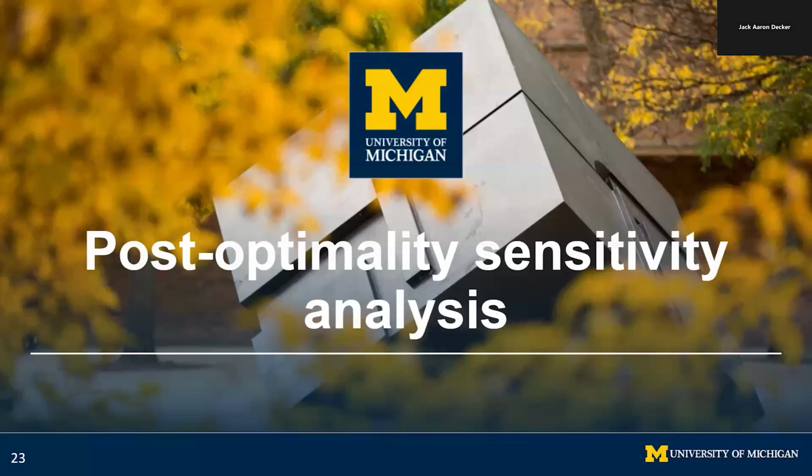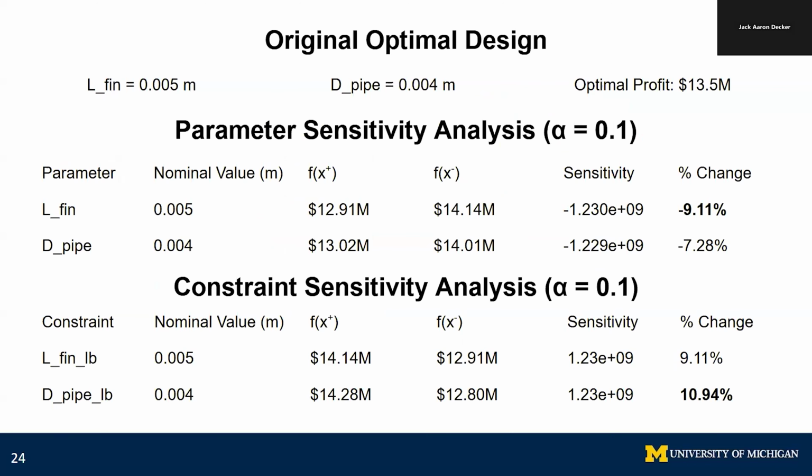Moving on to post-optimality sensitivity analysis, we ran two sensitivity analyses to test design robustness. Parameter sensitivity perturbs the actual design variables, fin length and pipe diameter, slightly above and below their optimized values. For example, changing fin length led to a profit swing from 12.9 million to 14.1 million, a 9.1% change. Pipe diameter showed a 7.3% change.